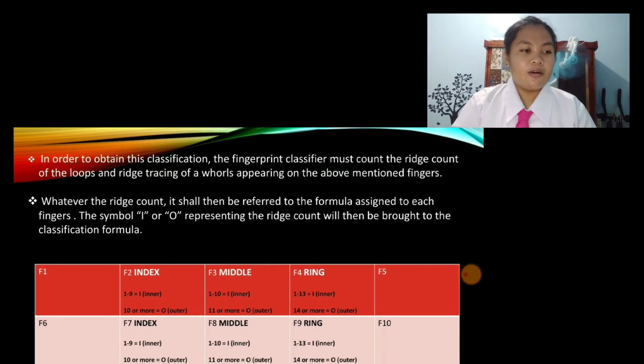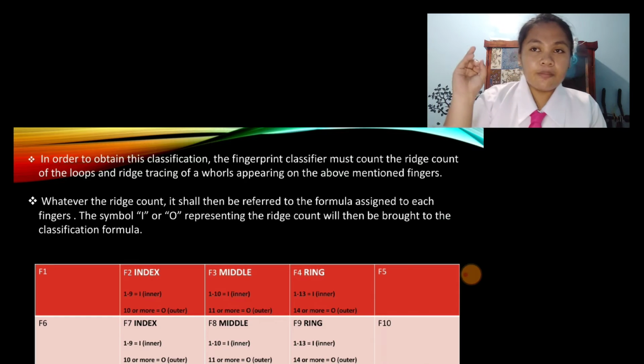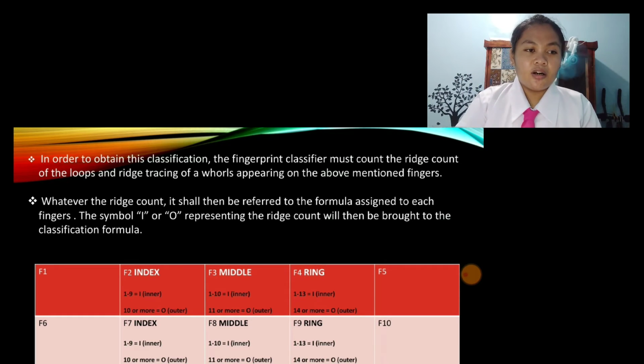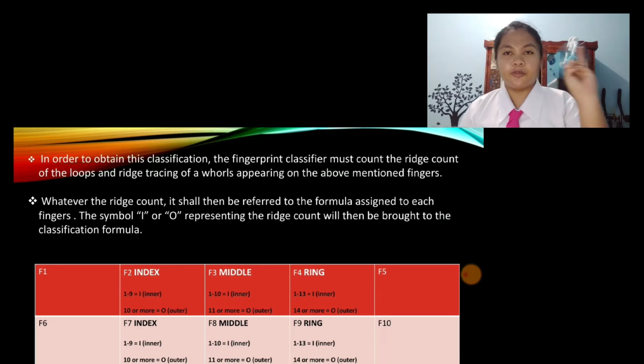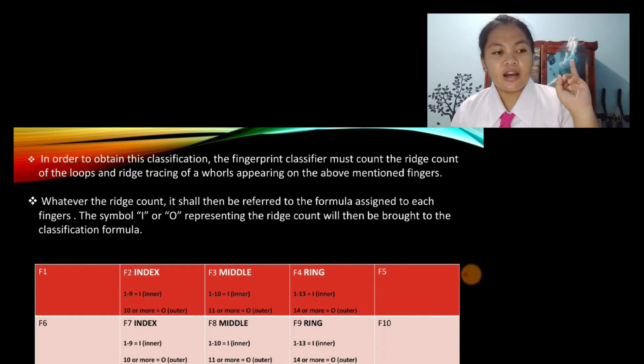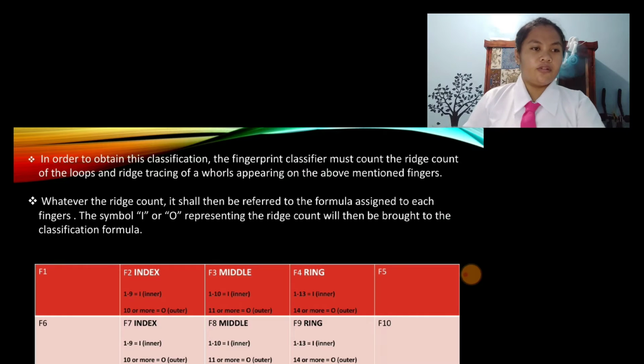Finger number 4, which is the right ring, is inner, or I, if the ridge count is 1 up to 13. It is outer if the ridge count is 14 or more, as well as the finger number 1, which is the left ring.